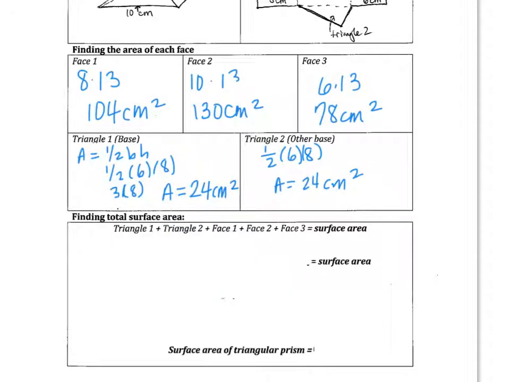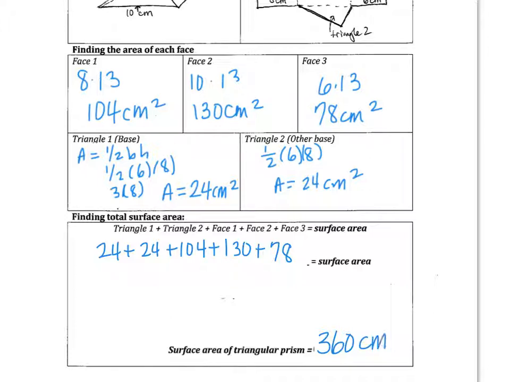So now again, we're just going to add all those together. So the sum of all of the surfaces is the surface area. And so let's just add those all up. So triangle 1 was 24 plus triangle 2 is 24 plus face 1 is 104 plus face 2 is 130 plus face 3 is 78. So that is the surface area. And then we go ahead and add all those together, and we get our surface area of the prism is 360 centimeters squared.